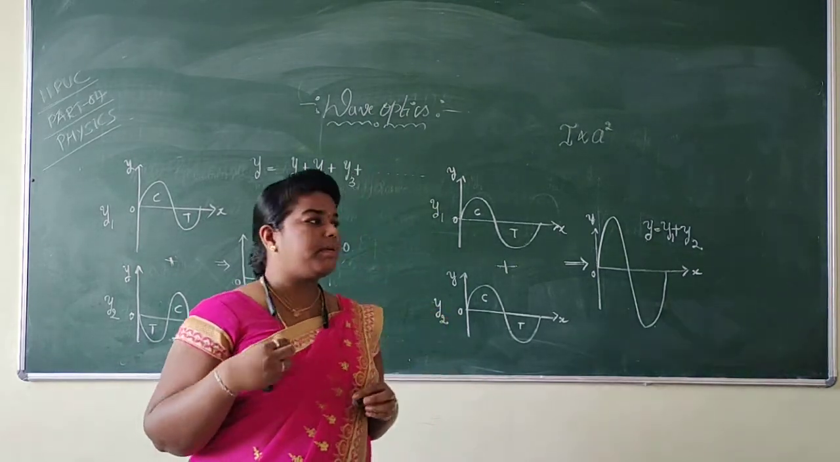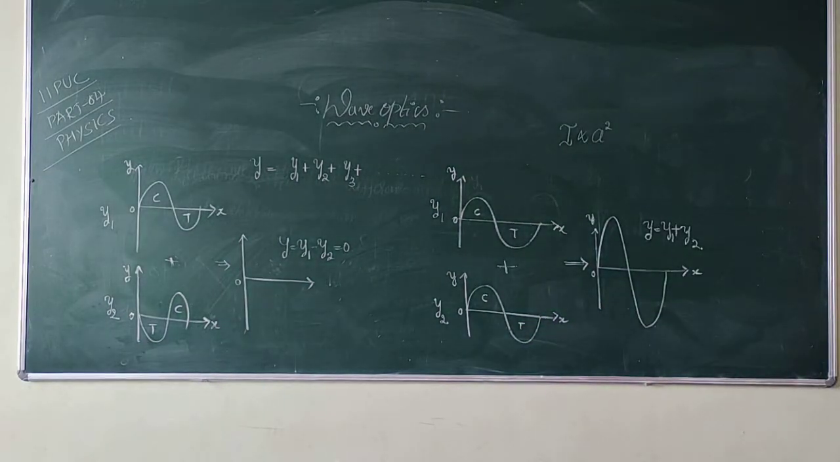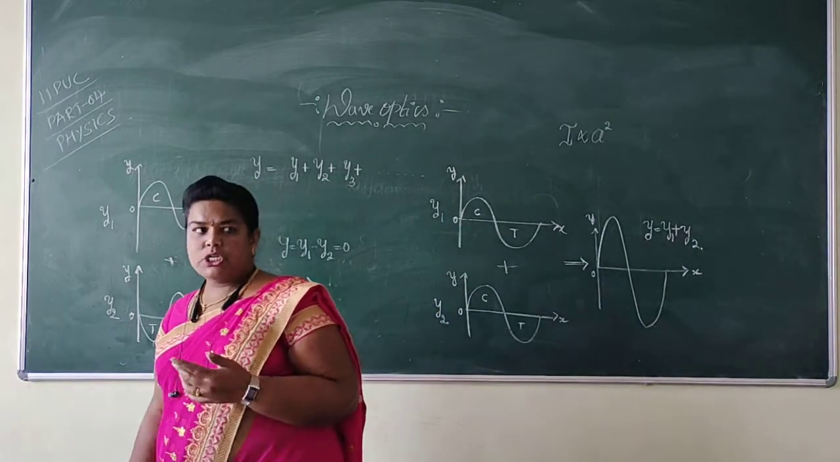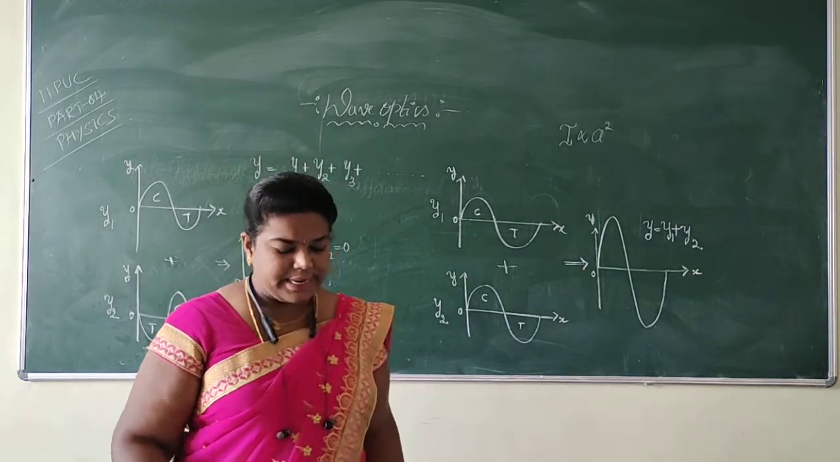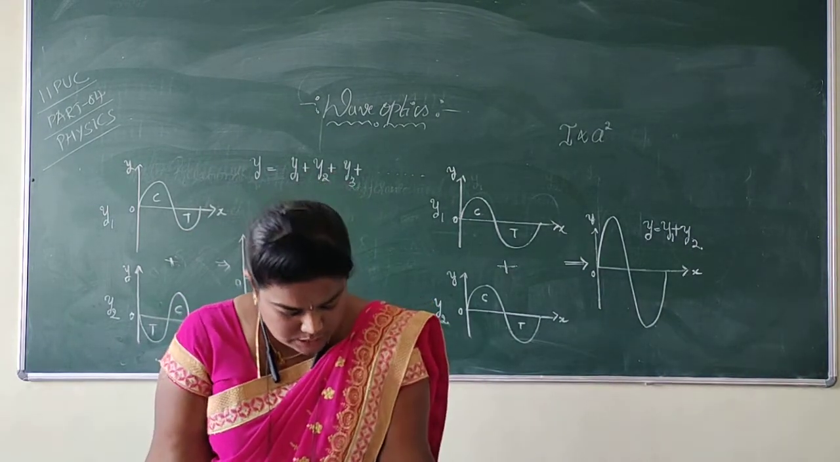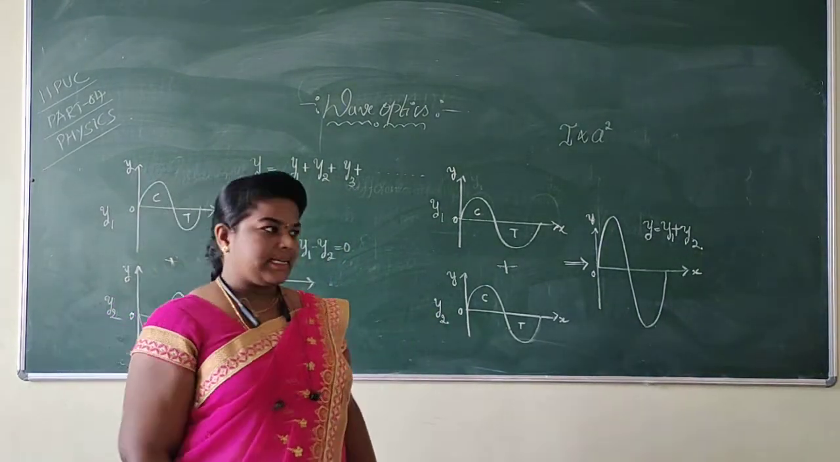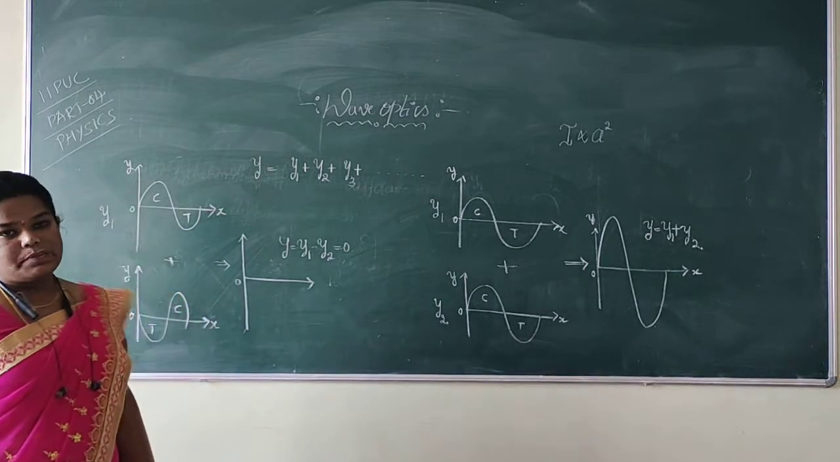So what is intensity, my dear students? I is directly proportional to a square. So what is meant by intensity? Hope you know that intensity is the energy of a wave. When the wave is moving, you know that a wave carries energy from one point to another point. So you can write it down: it is the wave energy which is passing normally across unit area in 1 second. So intensity is simply said to be the energy.